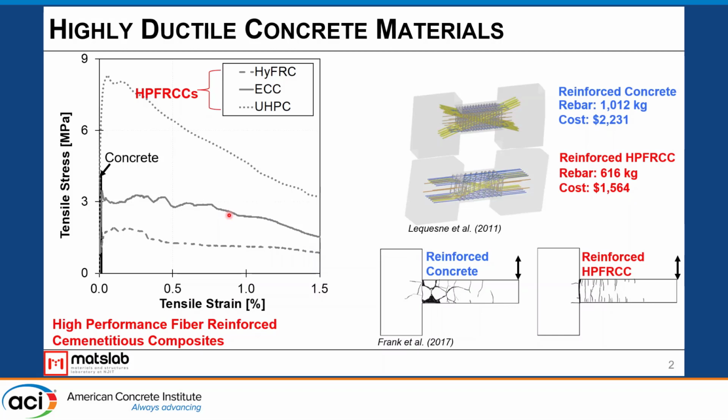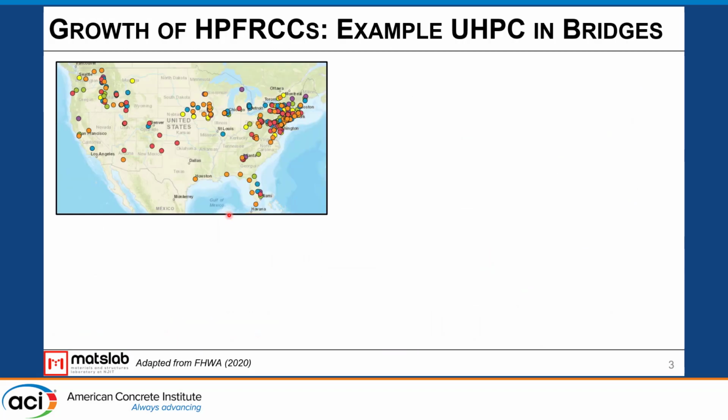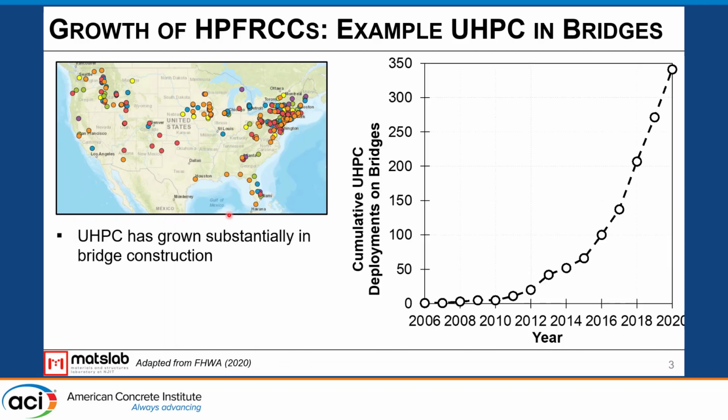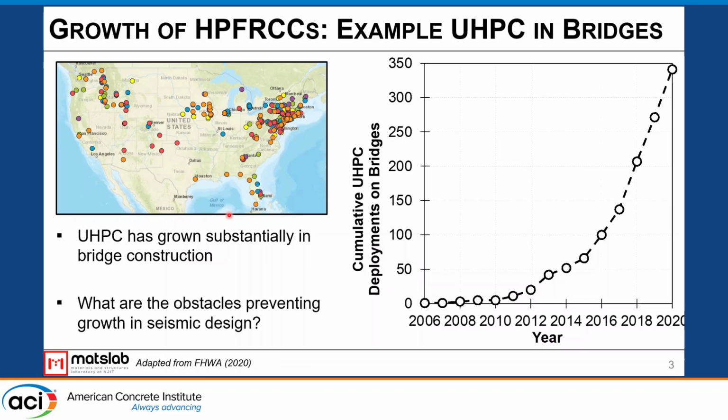So what I'd like to do is take a step back and think about the use of these materials, specifically UHPC. One of the nice things the Federal Highway Administration has done is that on their website you can see a number of applications that UHPC has been documented in across the United States in bridge infrastructure systems. UHPC has grown substantially in the bridge construction industry. Pulling the data off of the Federal Highway website, you can see the significant growth that UHPC and similar materials have gone through over the last decade in the cumulative number of applications. But we haven't seen the same level of adoption in the seismic design space.